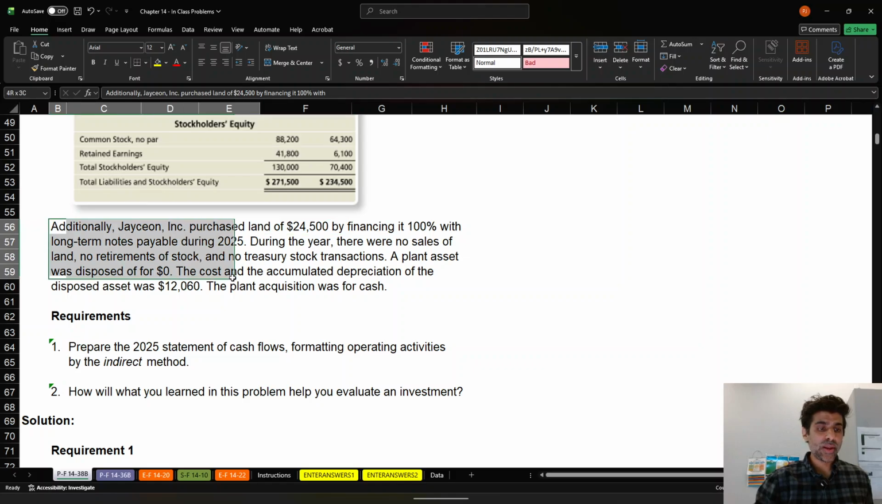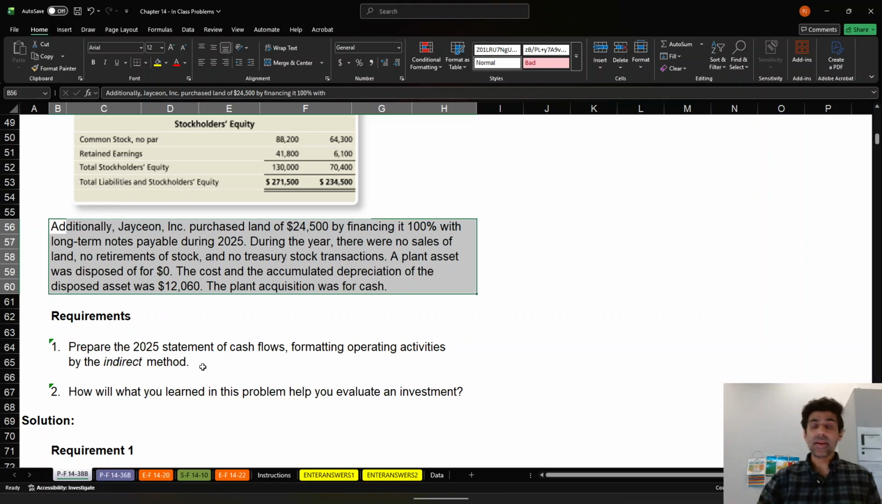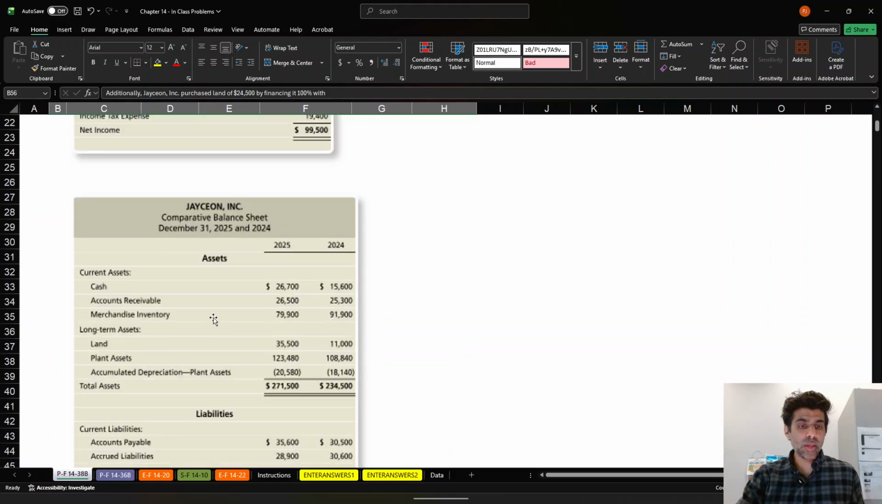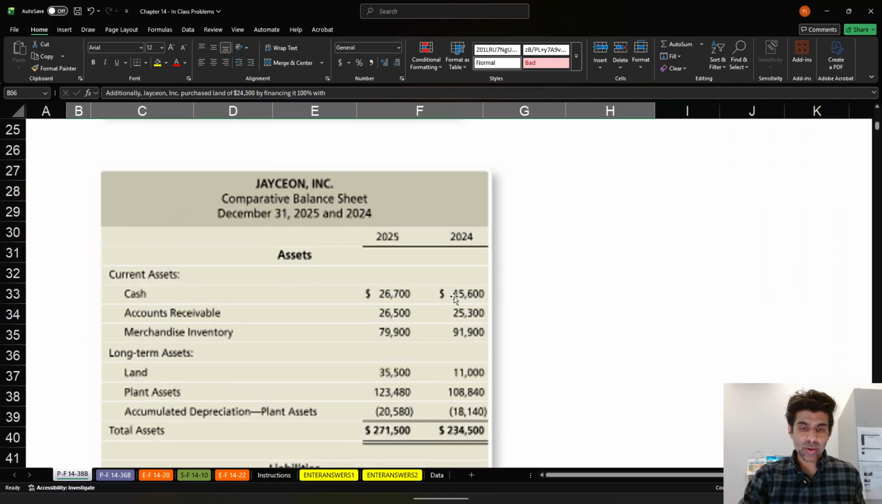So you'll have to just kind of read through the financial statements, read through this additional information, and now you're going to do the full thing. Okay, you're going to start with the operating section, you're going to do the investing section, you're going to do the financing section, and you should be able to reconcile how cash went from 15,600 to 26,700. Okay, that's how you'll know that you did each of those three sections correctly, in that the net change in cash should reconcile this first line here.